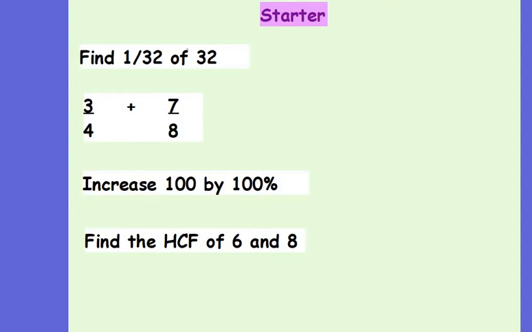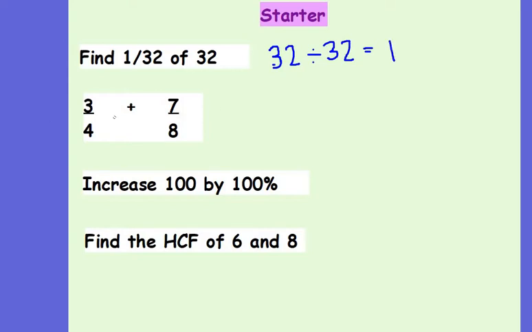Okay, let's go through the answers. To find 1/32 of something, I need to divide my number by 32. 32 divided by 32 gives me what, James Gooden? 1. Brilliant. So I was looking for 1 for the first one.